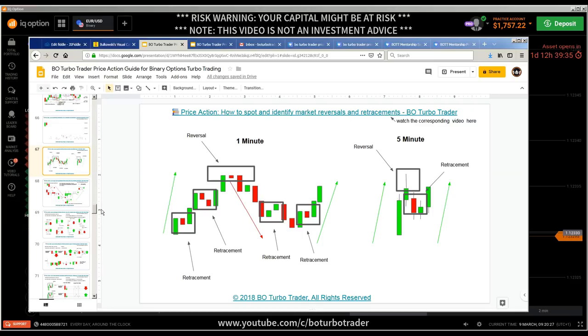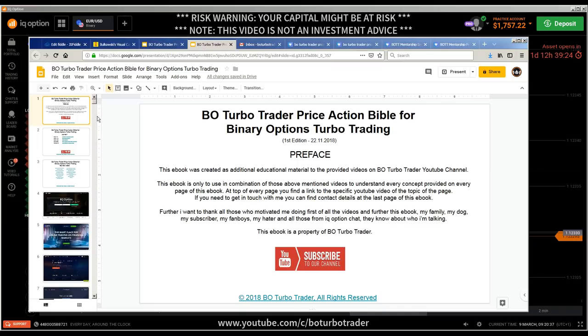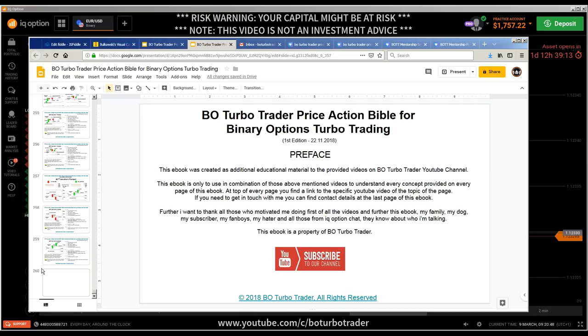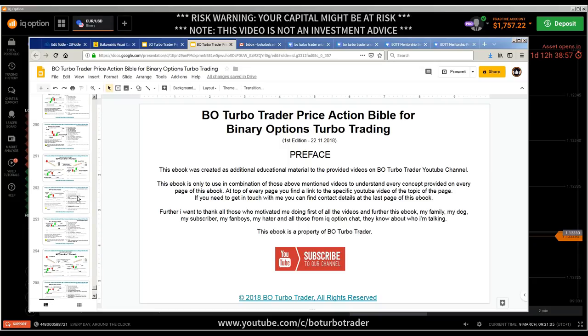So then the difference between the price action guide and the price action Bible is this, because this is the price action Bible. Yes, the price action Bible is this one, and I will go here to the last page. On the last page, you see the price action Bible has 260 pages. Yes, and that is the complete education material, which is also included in the BOTT mentorship program as educational material, where everything is explained really, really in detail. I can show you this here, for example, the BOTT sure shot.